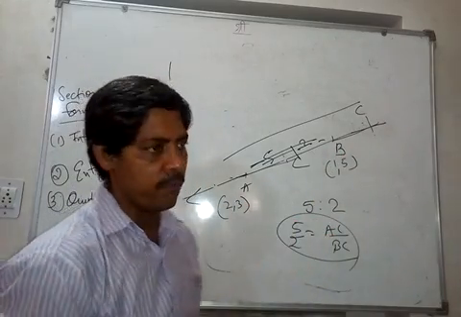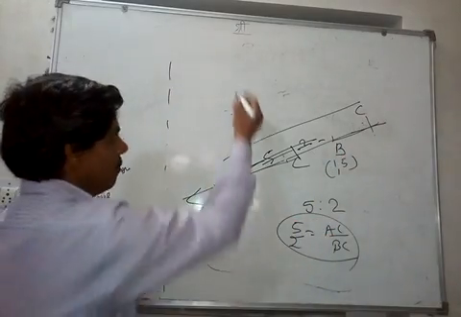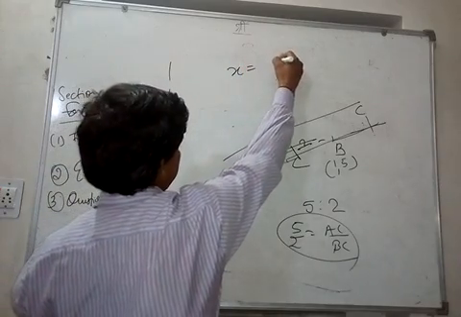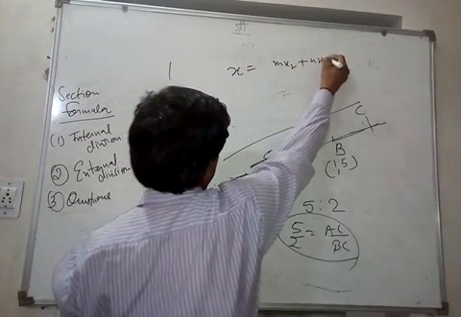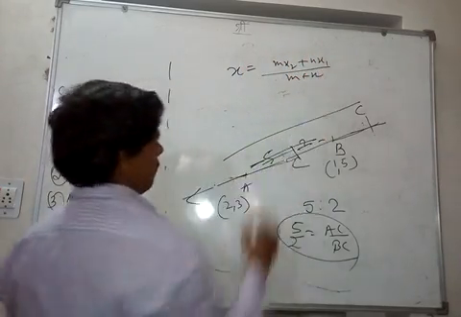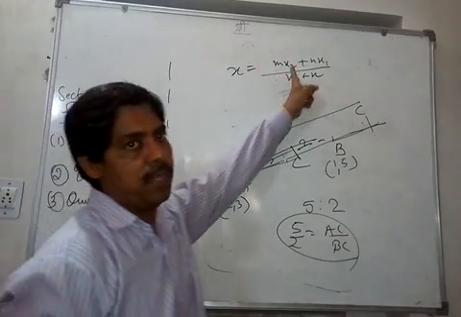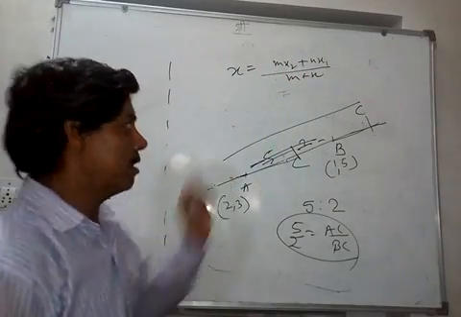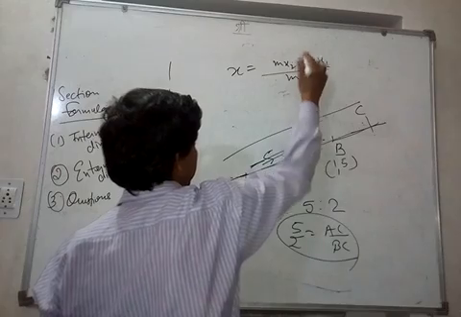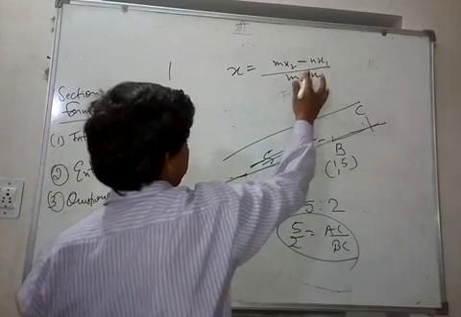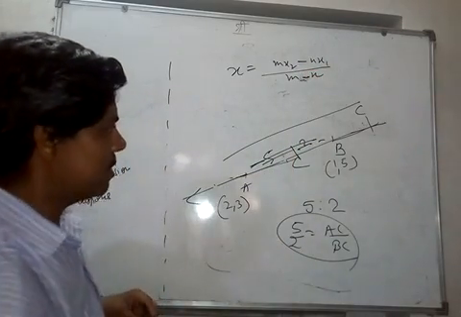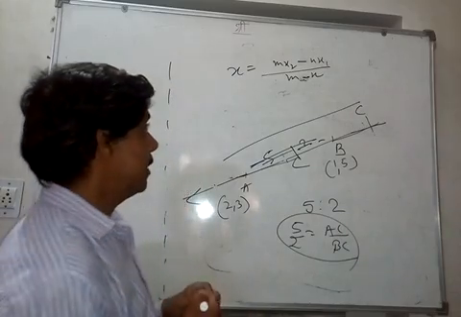So when you have this kind of formula, there is just one change in the formula. You know that x is (mx2 plus nx1) upon (m plus n) when it is lying inside, in between, for internal division. For external division, just make minus here and minus here. That's it. This is the only difference you will make. So in place of plus n, you will write minus n, right?